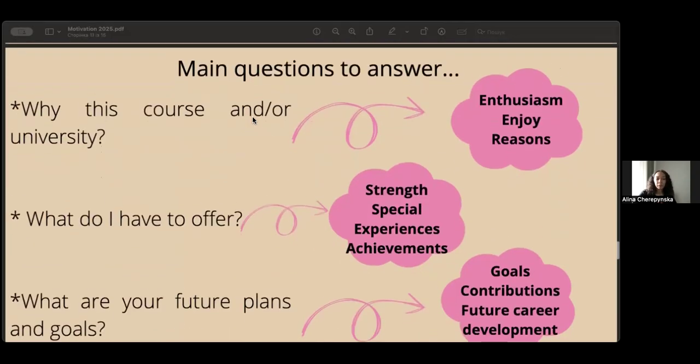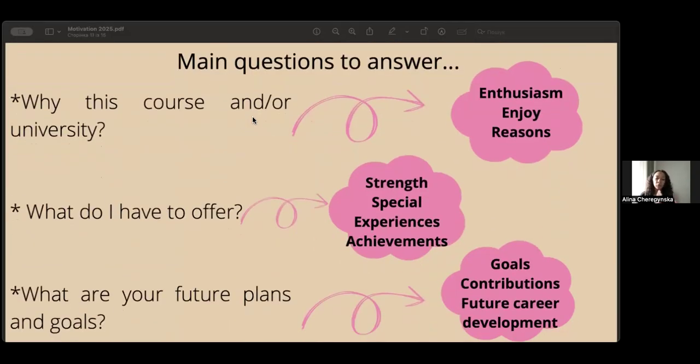Moving next. Once again, if you struggle, for example, I don't know, what should I write? What should I do? Please help. In that case, try to focus on main questions. Here we have 3 main questions that may help you to develop your writing. Question number one is why this course, this university, this study program? You need to have a clear answer.